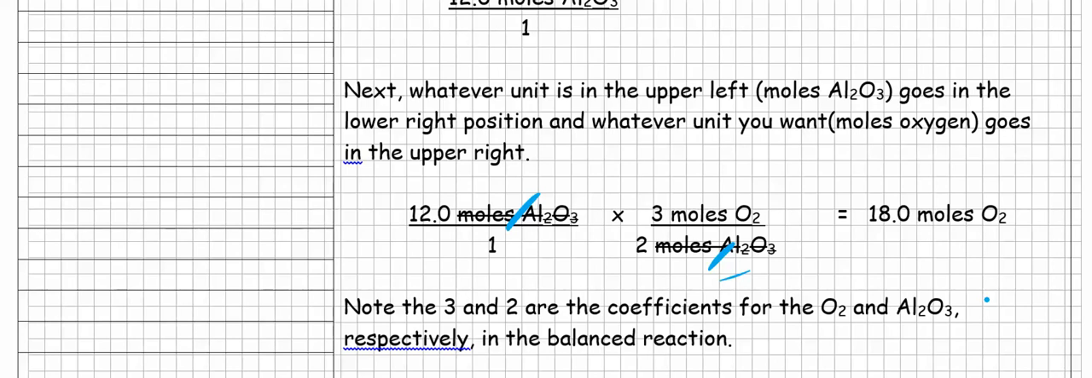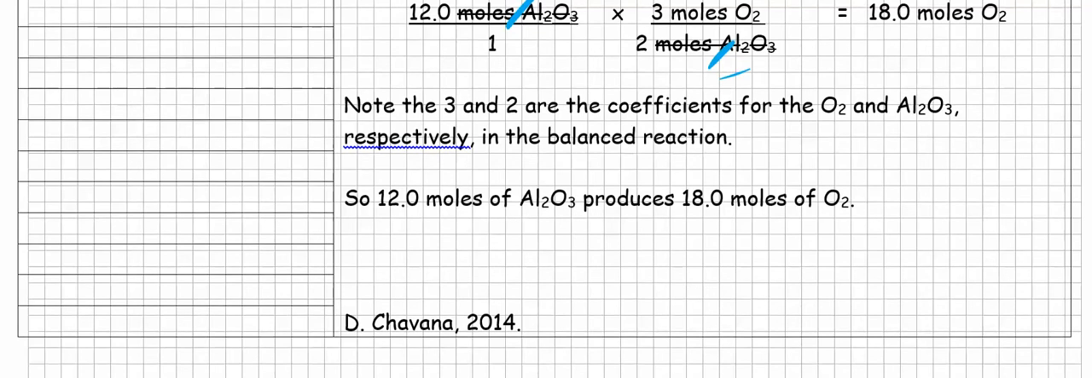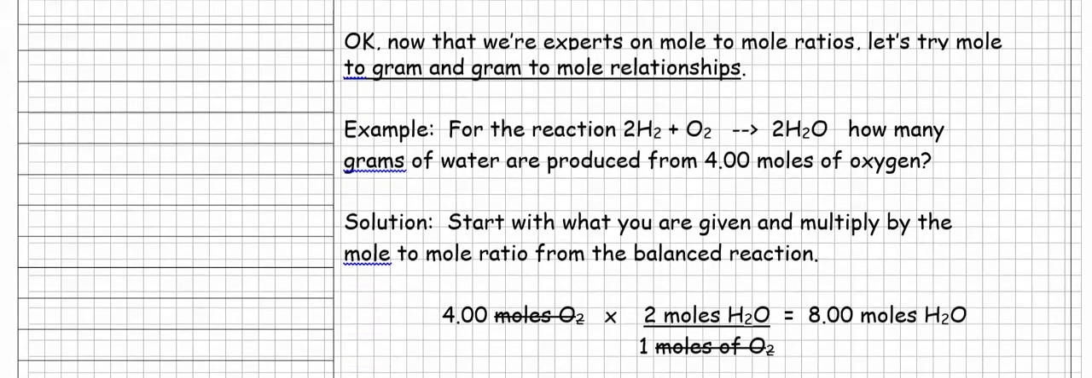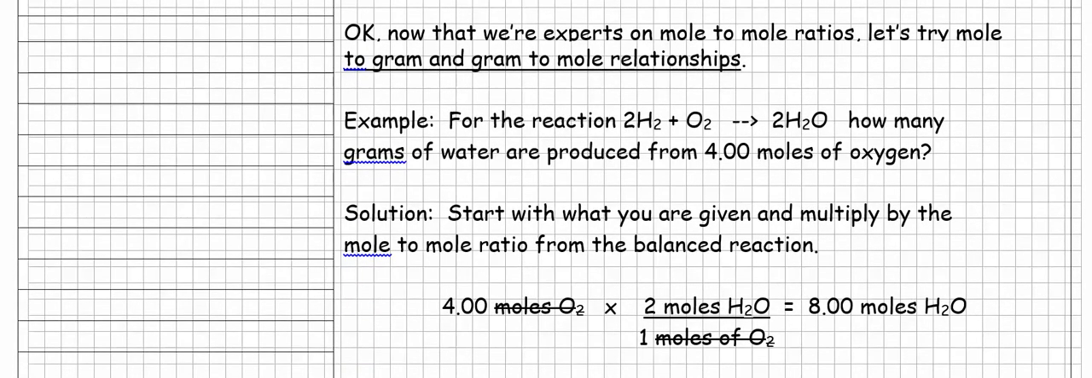All right, note the 3 and 2 are the coefficients for the O2 and the Al2O3 respectively in the balanced reaction. So that's how we got this 3 to 2 relationship from that balanced relationship. So 12 moles of aluminum oxide produce 18 moles of oxygen gas. All right, now that we're experts on mole-to-mole relationships, let's try mole-to-gram and gram-to-mole relationships.